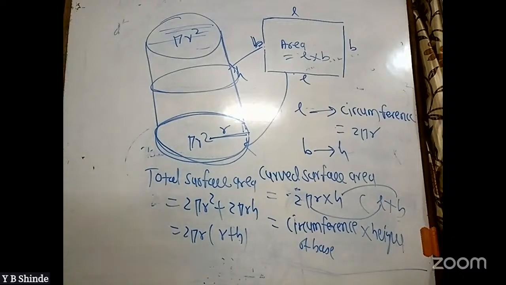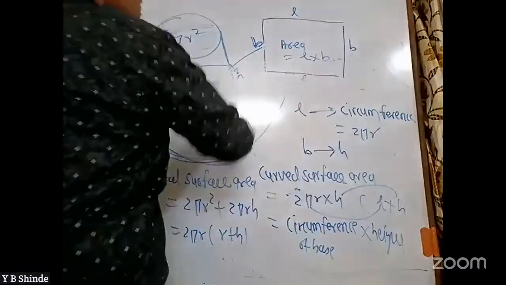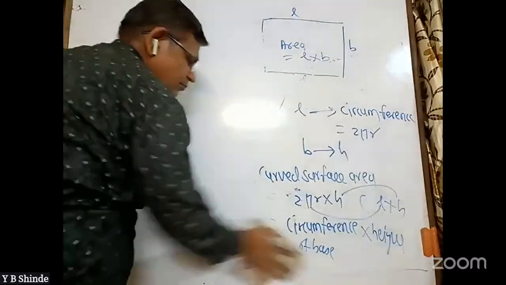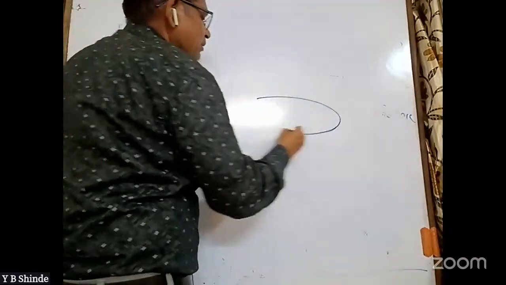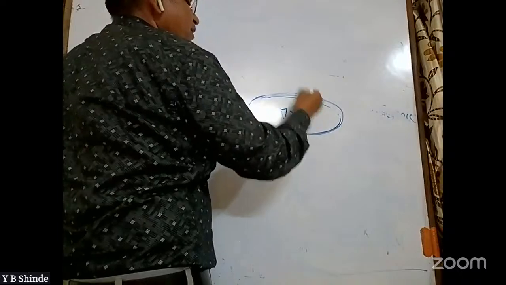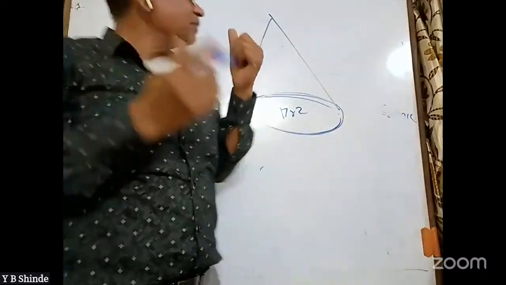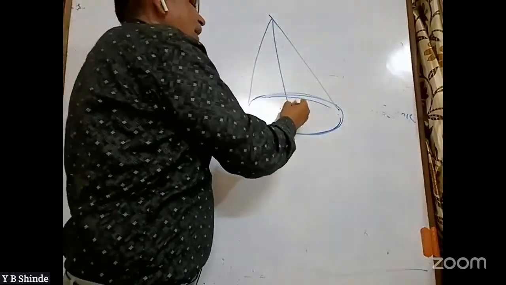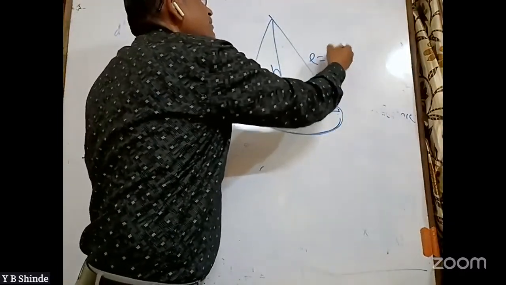Now the next is the cone, right circular cone. What is this right circular cone? This is the circular base. So what is its area? Pi r square. And a cone is a three-dimensional diagram, not a two-dimensional diagram. This is called the height, this is the radius, the perpendicular height, and this is called the slant height.